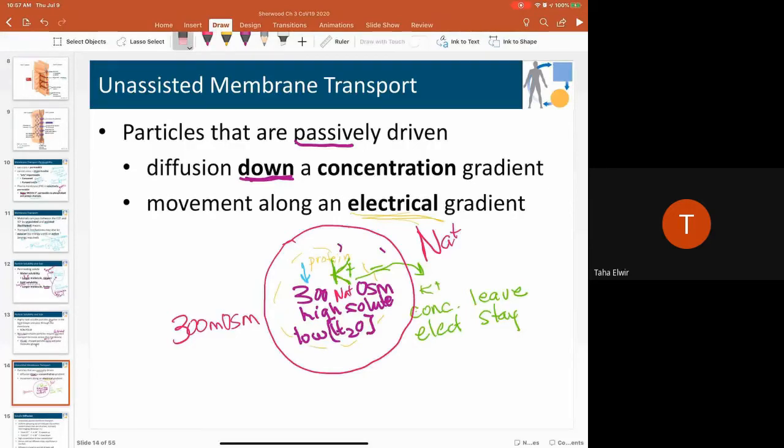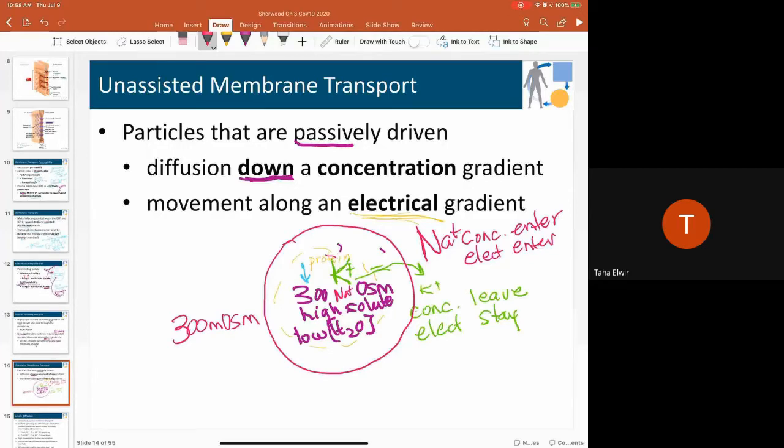Now, sodium has a concentration gradient to enter, and it's attracted to the negative charges of the proteins. So it's got an electrical gradient to enter. So sodium has two things working in its favor to get into the cell.